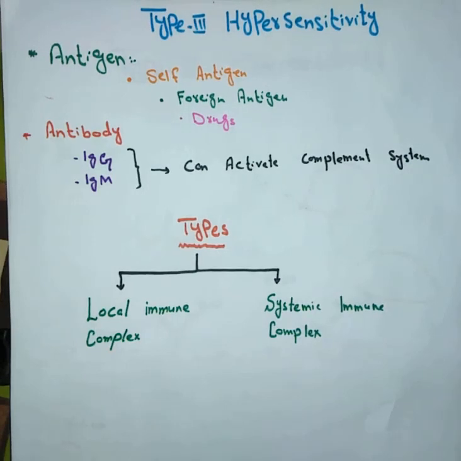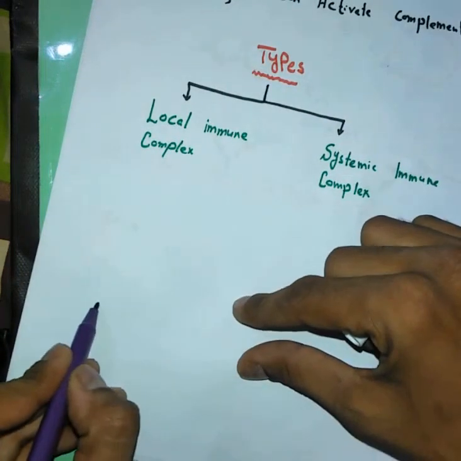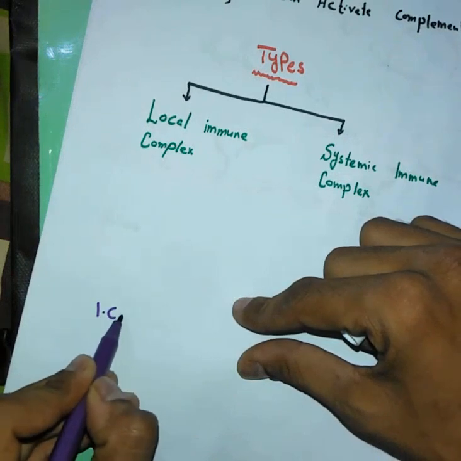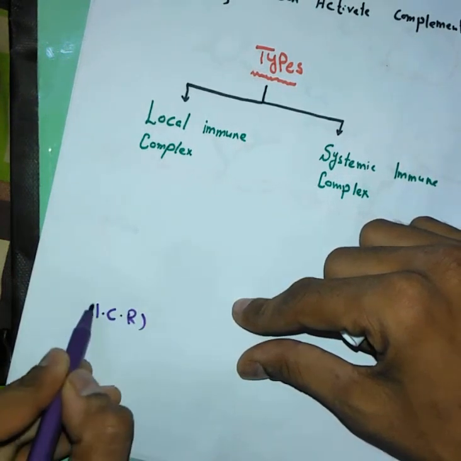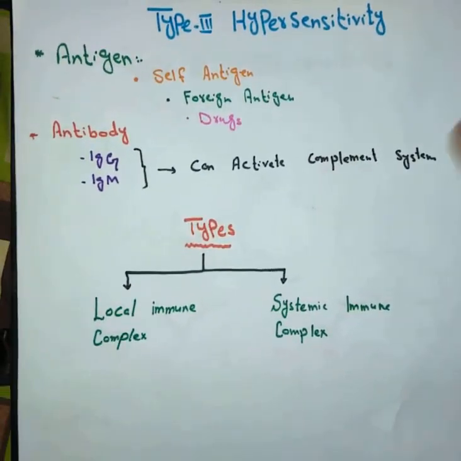Welcome to my channel. Today we are going to talk about another very important topic, that is type 3 hypersensitivity reaction. Type 1 and type 2 hypersensitivity reactions have been discussed in the previous videos. This reaction is also called immune complex reaction. Now what is basically an immune complex?